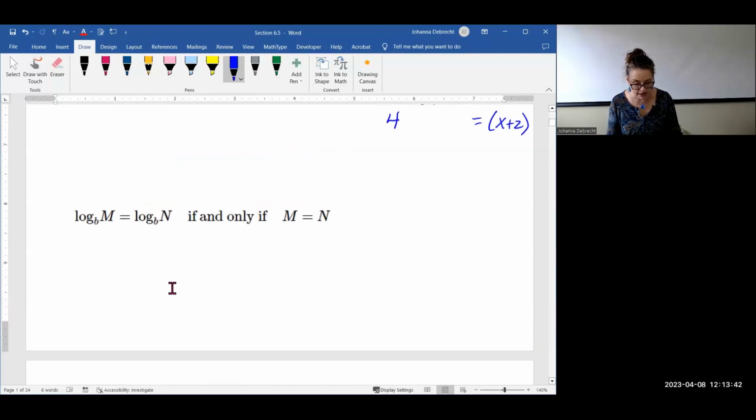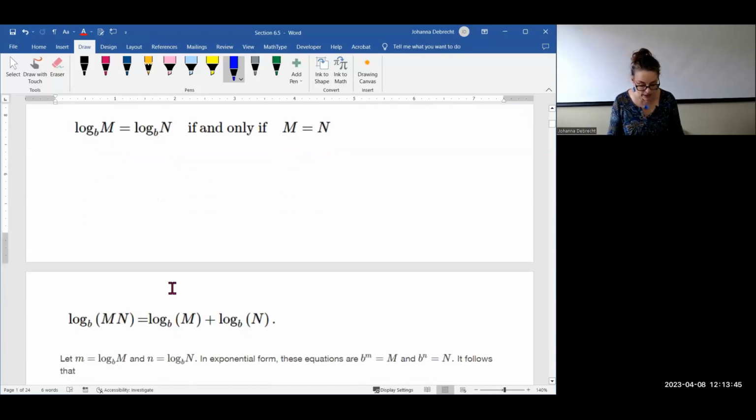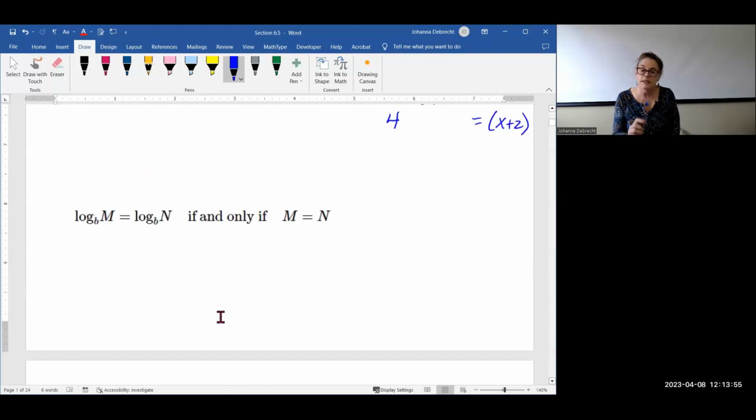Let's take a look at the next property. This next property right here, we're going to go through the proof of it because it is a more difficult one. Now this one, or actually not this one, the next one. On this one, it sort of should make sense to you. This says log base b of m equals log base b of n if and only if m equals n. Okay, well, what does that mean? Well, remember that the log is the power. So by having the logs equal to each other, I'm saying that each power is equal to each other. And it's clear that they have the same base.